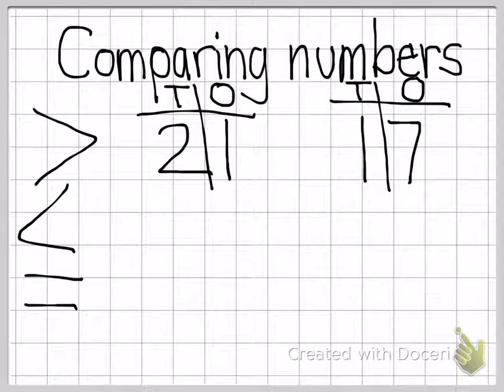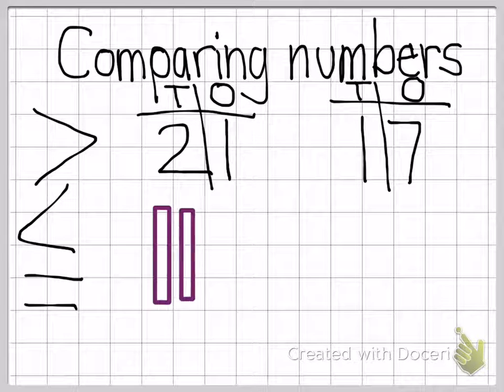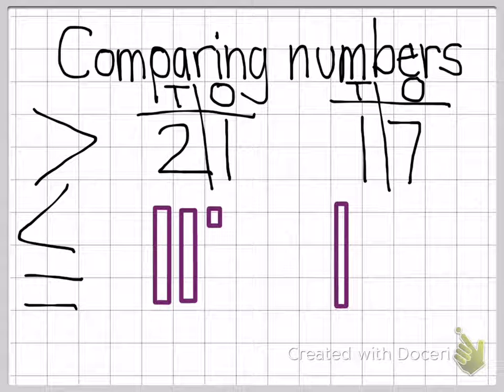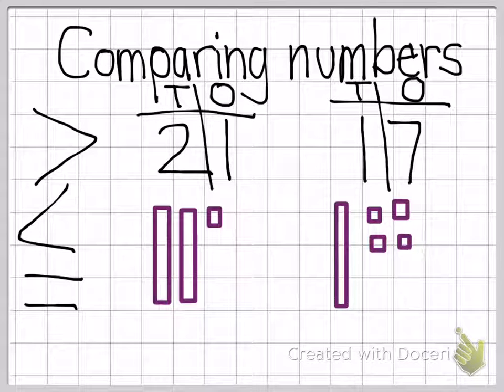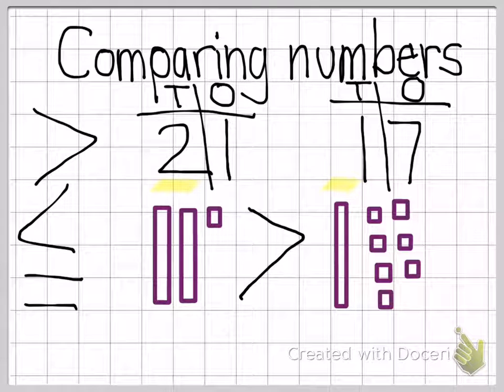For the number 21, we will need to show two tens and a 1. For the number 17, we need to show 1 ten and 7 ones. This way, we can see a visual of each of their values. When comparing numbers, we need to compare the greatest value first. In this case, we can see that the number 21 has two tens, while the number 17 has only 1 ten. So in this case, the number 21 is greater than 17. Remember that the symbol opens up to the greater number.